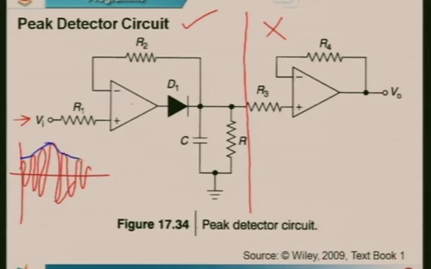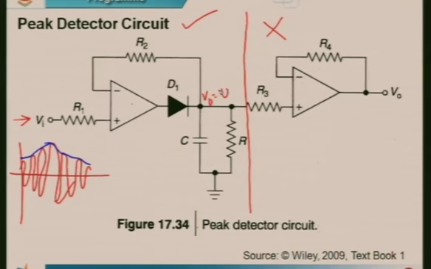It tries to catch the peak every time. That's the meaning of a peak detector. Now this being the case, let us start the analysis. Initially, let us assume that the output is 0. The output is 0 means what? This capacitor is also totally discharged. The output here is initially 0.